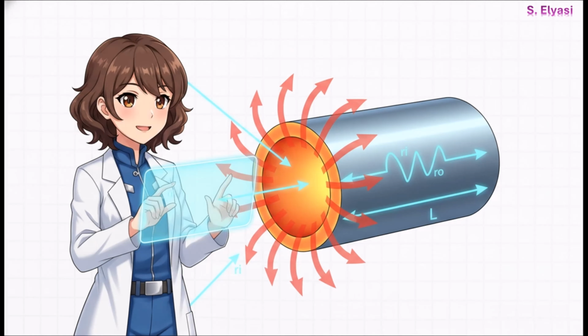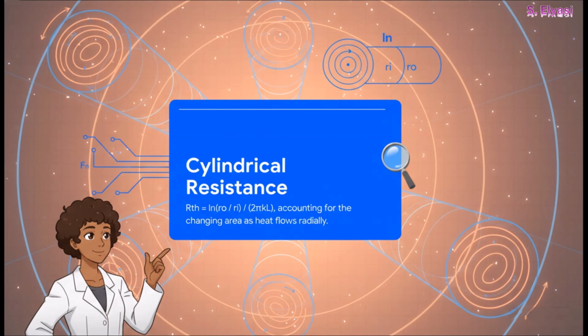Now, here's the key difference with a pipe. As heat moves from the inside to the outside, the area it's flowing through gets bigger and bigger. The heat literally has to spread out as it travels. And because that area is changing, our formula for resistance needs to change a little bit too. And here's the formula that captures that geometry perfectly.